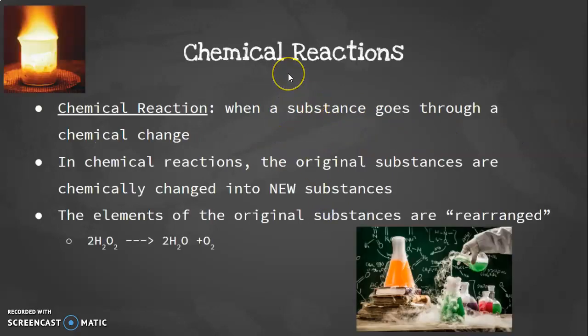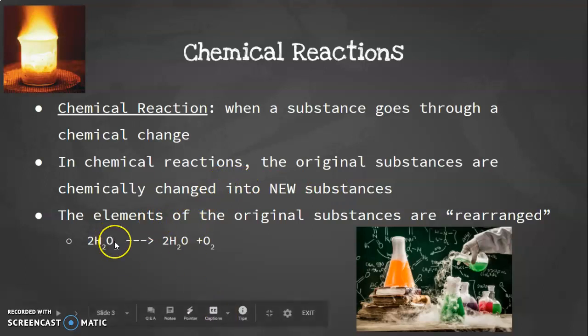So when I talk about chemical change, that's kind of what we were talking about last week, right? Another way we can say that is a chemical reaction. This is when a substance goes through a chemical change. I think last week I used them a little bit interchangeably. But yes, a chemical reaction is when a substance goes through a chemical change. During a chemical reaction, the original substance, that first thing that we had, is chemically changed into a new substance. So those elements in the original thing that we had are rearranged to make something new.